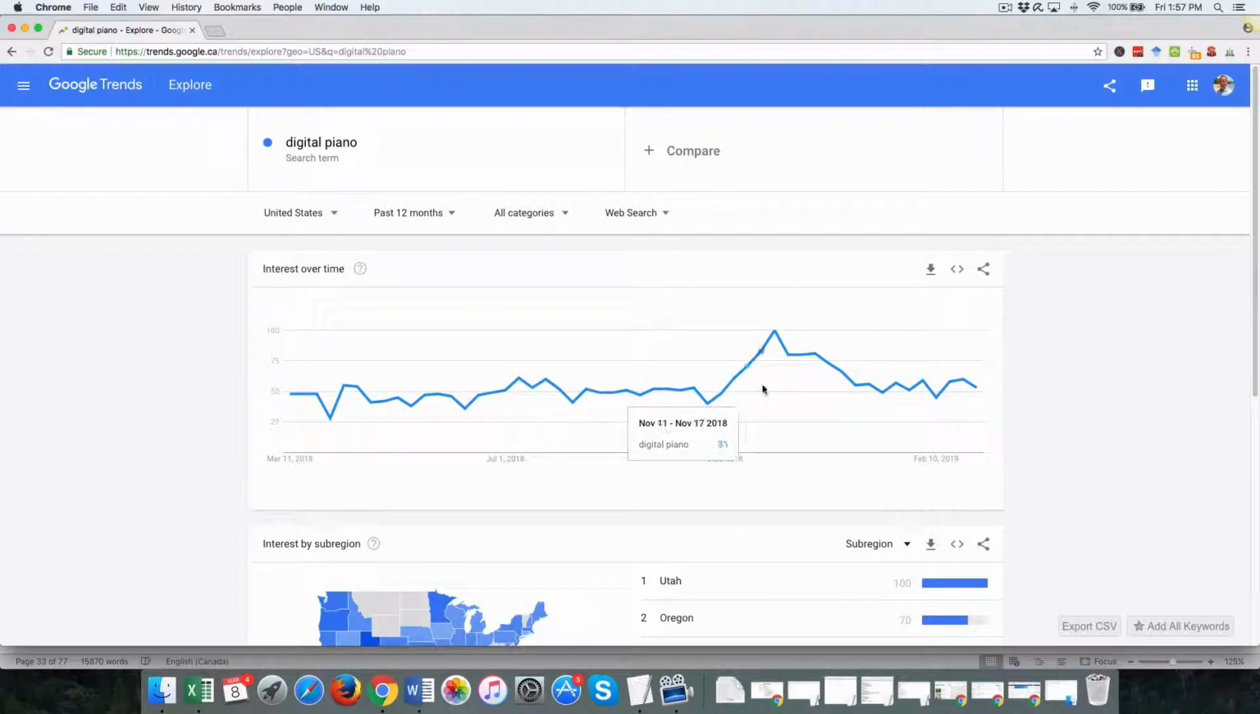Then this comes to November. You can see it peaks in November. It's pretty high November until around the middle of December. And then, parents have bought their digital pianos for their kids, and then it drops off and it goes back to the typical range for the rest of the year.